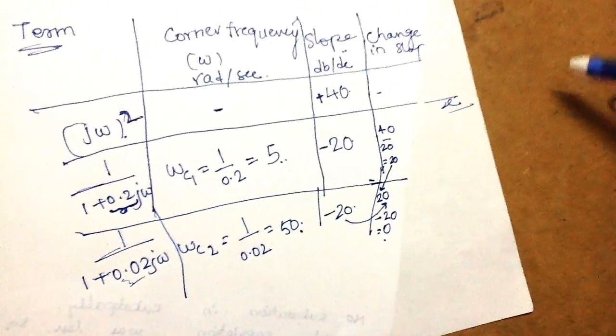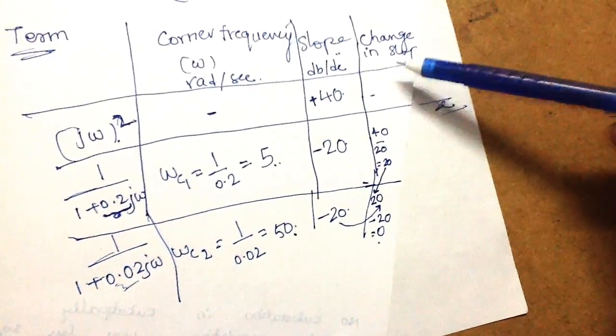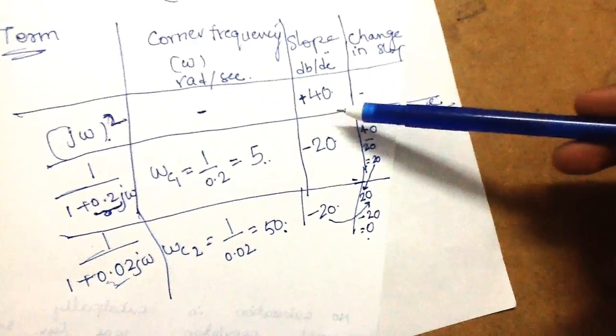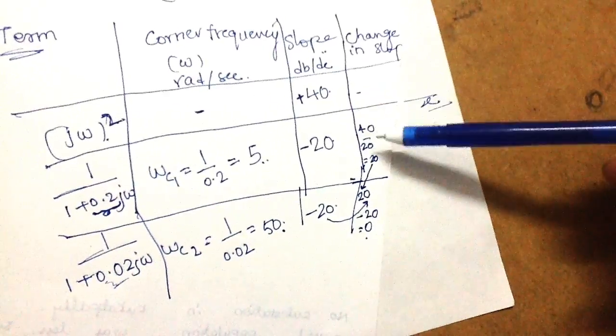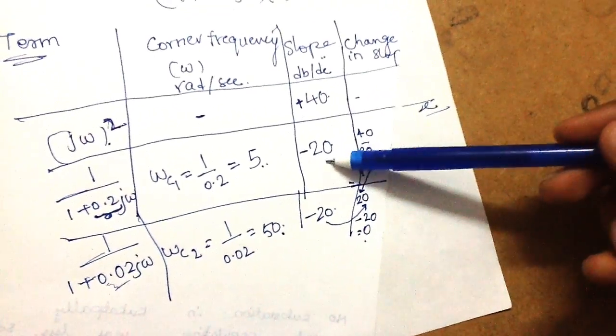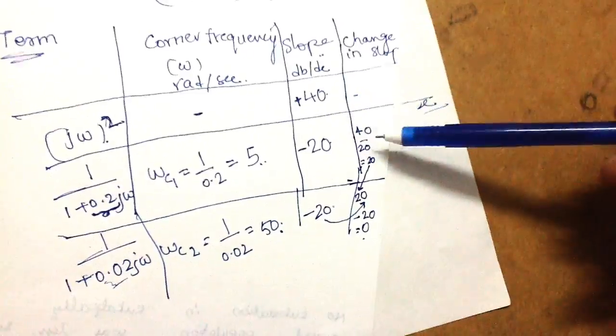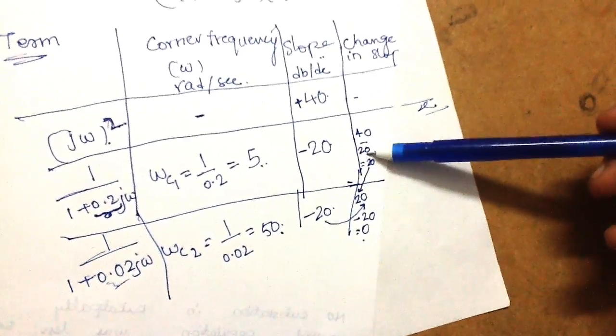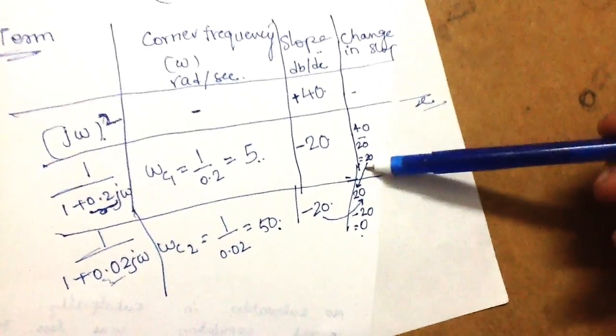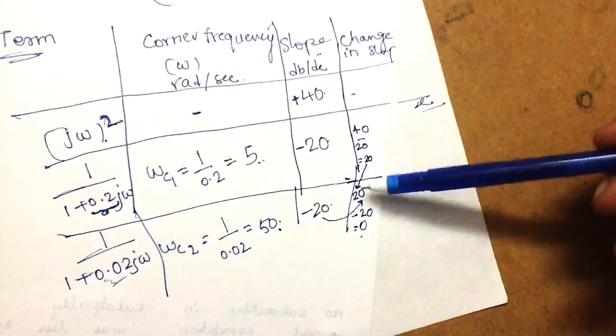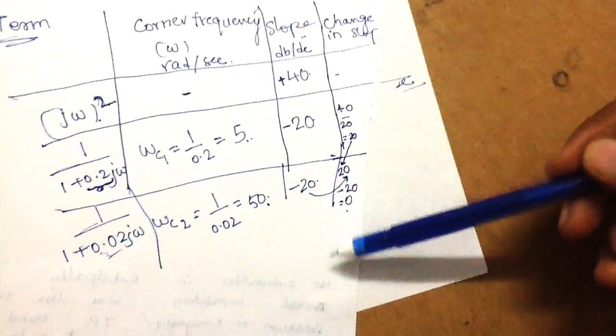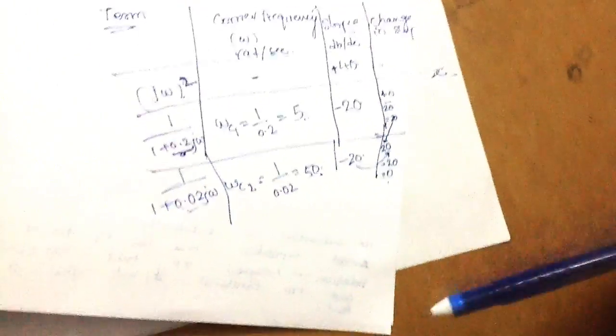I hope you're clear with the last column. Change in slope is equally easy. You're going to write down the first slope in here and add the next one, so you're going to gain 20. And then you're going to drop down this 20 and add the slope. And if the number of terms are more, you're going to repeat that, and so on.